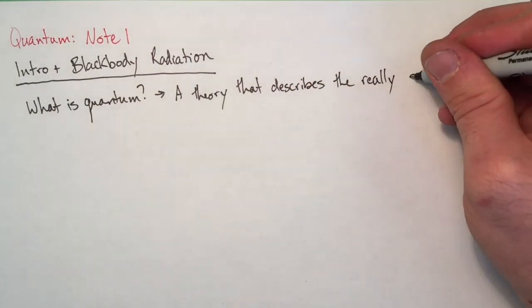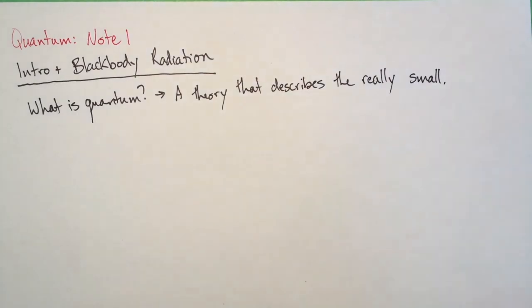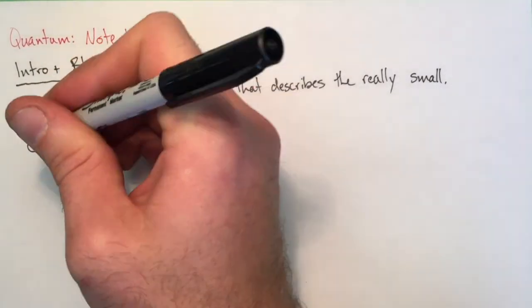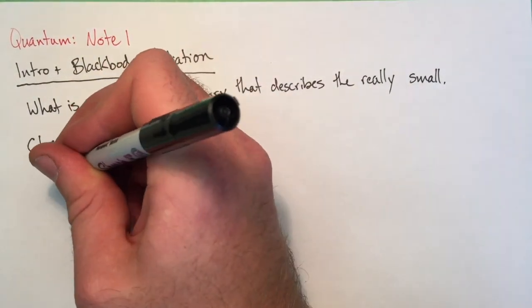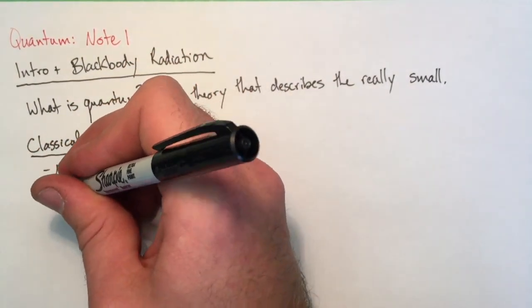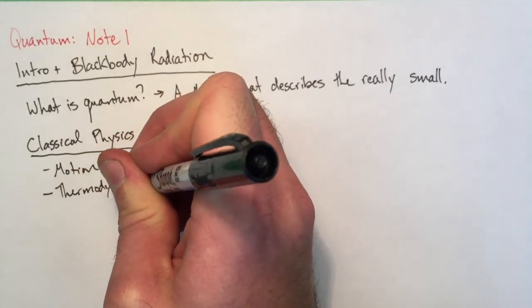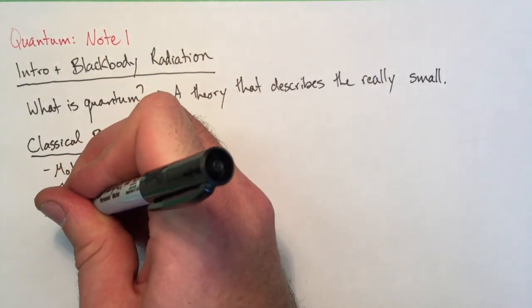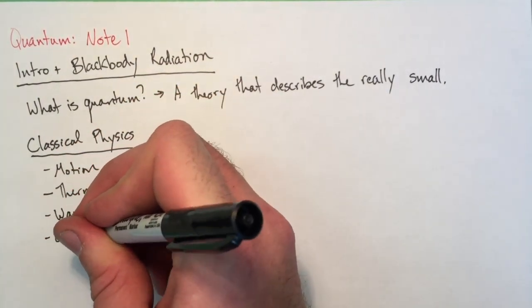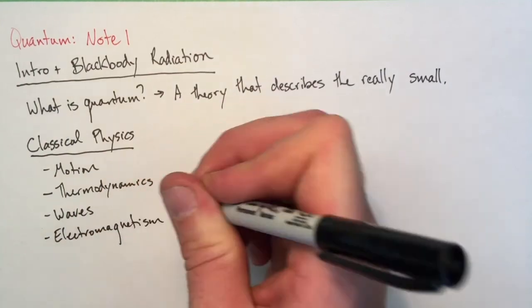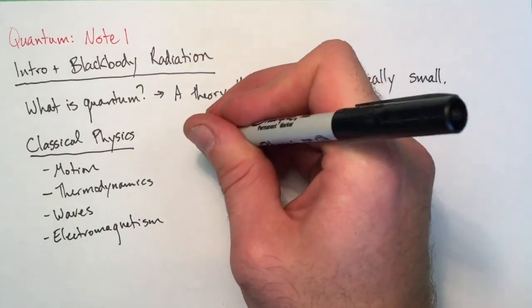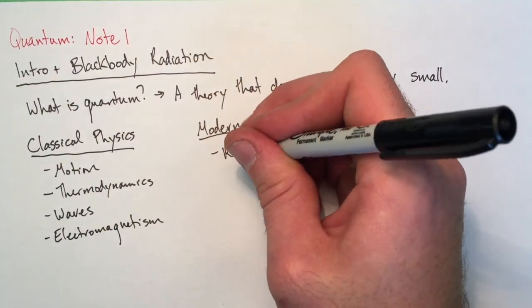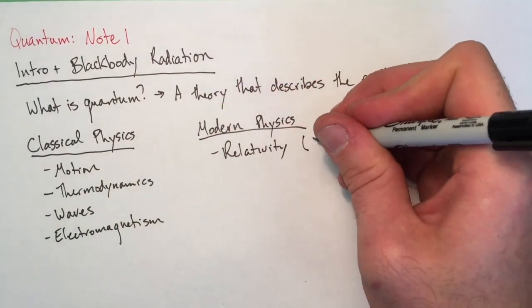So at the turn of the 1900s, quantum mechanics was a brand new thing. Before 1900, we had classical physics, which basically describes motion, thermodynamics, waves, electromagnetism. But right around 1900, 1905, new physics came into being that solved some of the problems that classical physics couldn't solve. Those two pieces of modern physics were relativity, which was mostly done by Einstein.